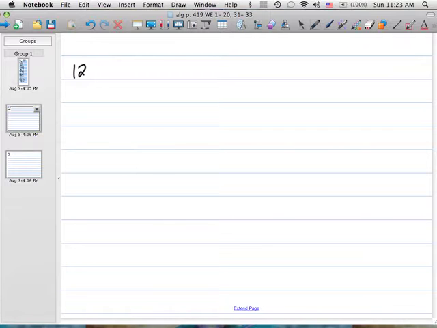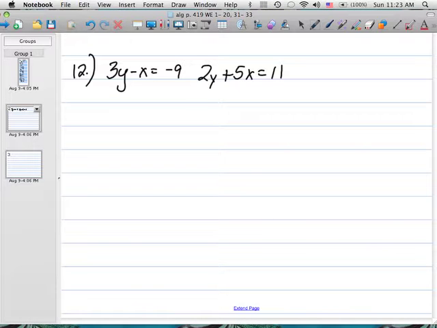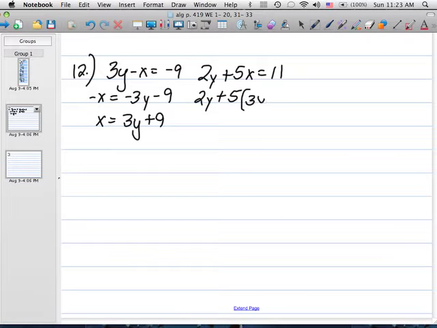Problem number 12. We have 3y minus x equals negative 9 and 2y plus 5x equals 11. Solving for x would be easiest right here. So I subtract 3y from both sides, so I get negative x equals negative 3y minus 9. Multiply by negative 1, and I get x equals 3y plus 9. So now I have the value for x that I can substitute over here. So 2y plus 5 times 3y plus 9, the quantity, equals 11.